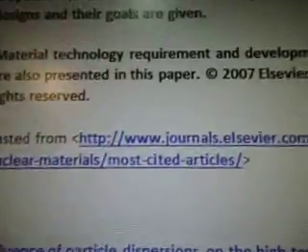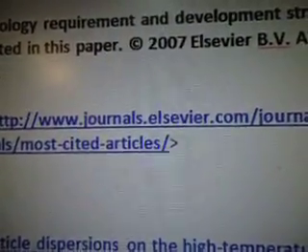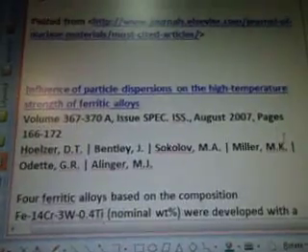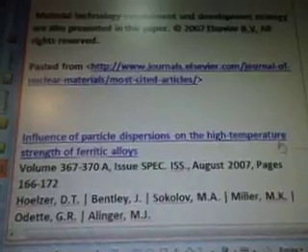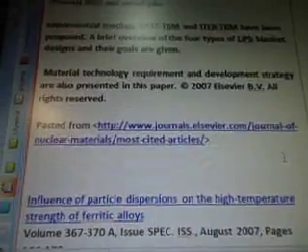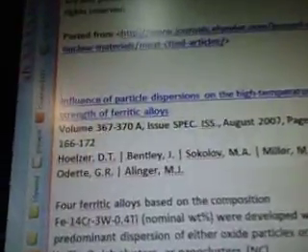Okay? And he's on the www.journals.elsevier.com. You can look at his work there. Most of these papers are for sale. If you need them, go and buy them.